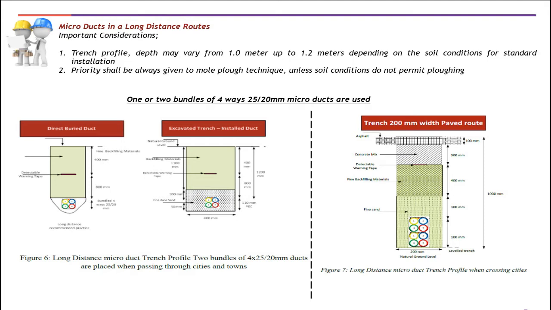If you are using a trencher for 200 mm width by 1 meter depth, first layer would be 200 mm of fine jensen, then another 400 mm of backfilling materials with warning tape on it, then 300 mm concrete mix, and finally 100 mm of asphalt, okay, for the final layering.